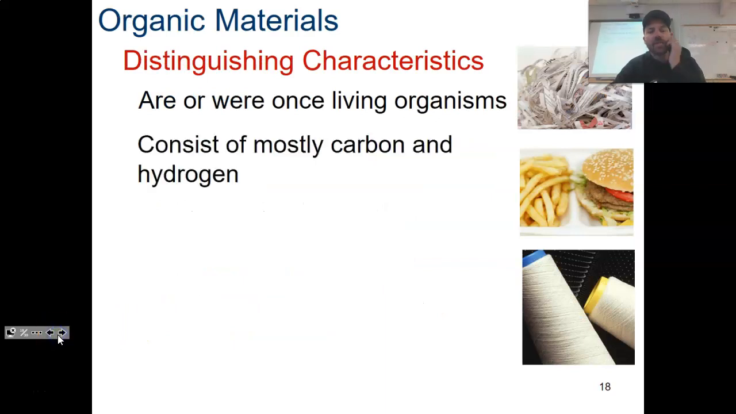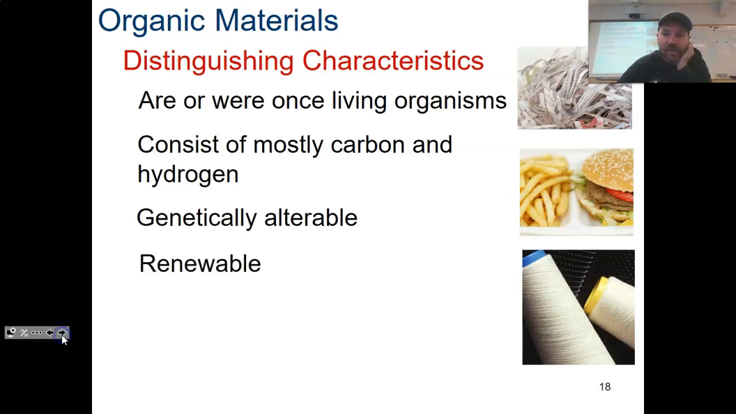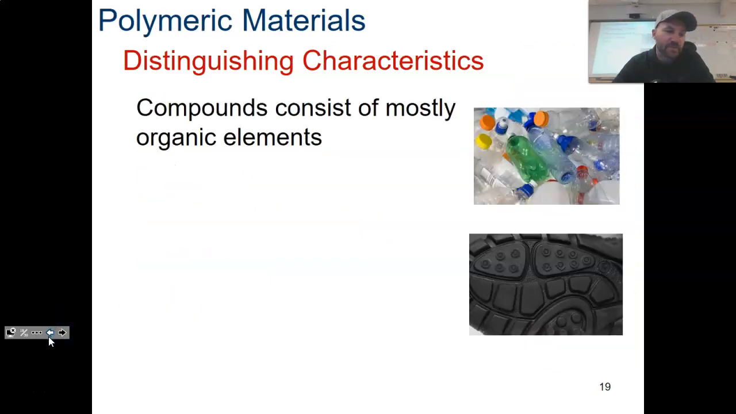Organic materials were once living and mostly consist of carbon and hydrogen. Chalk is a really good example. It used to be seashells. All chalk at some point was the shell of a living creature that fell to the bottom of the ocean, and the ocean floor subducted that and compressed it into limestone. Then we make chalk out of it. They're genetically alterable, like genetically modified corn, renewable, sustainable. You can keep growing it.